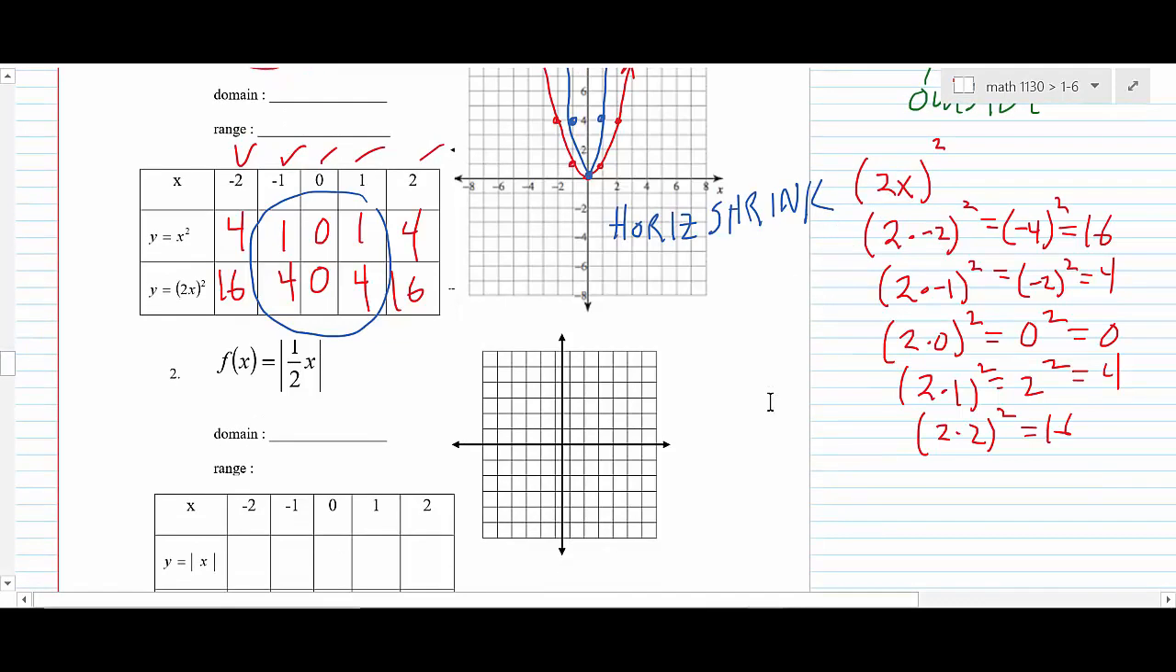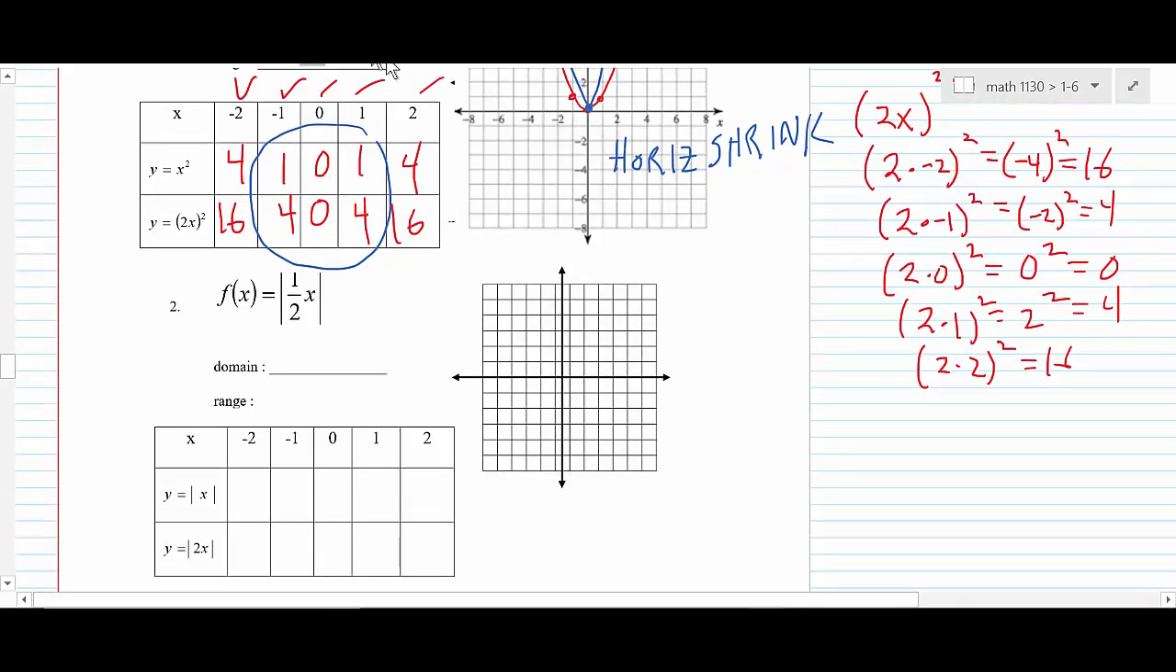Okay, so we'll kind of do this next one, and I'll show you how this works. And it all depends on what the value of that number in front of the function is. Okay, so let's do this one real quick. This one is absolute value. So you're going to have the V shape.